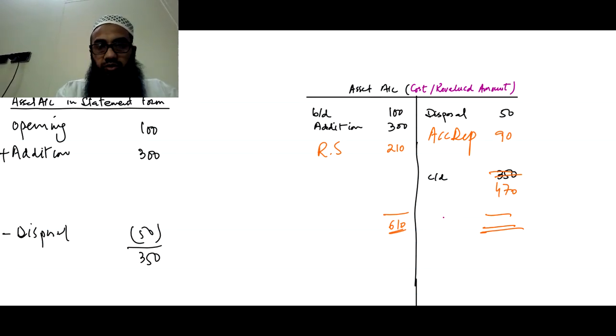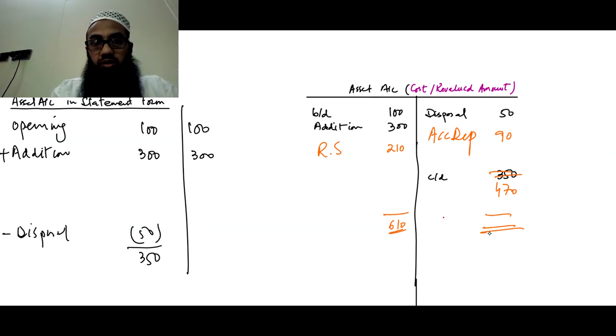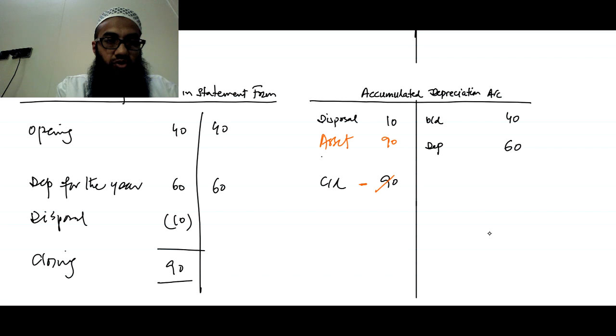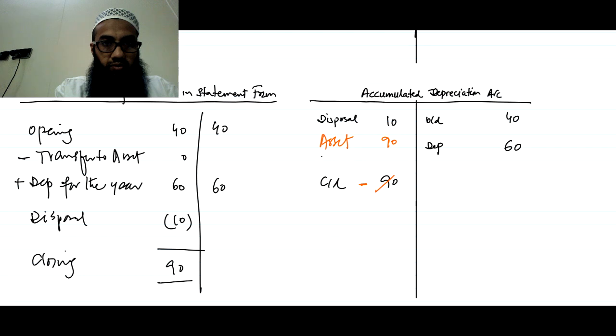How will you put it in the note? When revaluation came, 100 opening, addition 300. Now over here disposal is 50. What you have to do here: 40 depreciation, 60. Here you can write minus transfer. Transfer to fixed asset, transfer to asset as 90. This was 10, so your balance is nil.